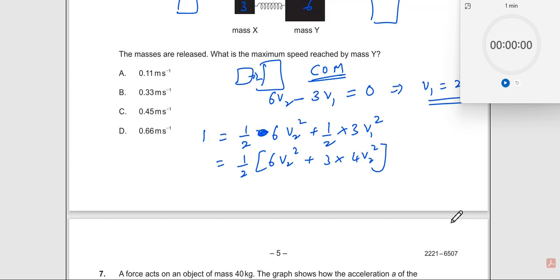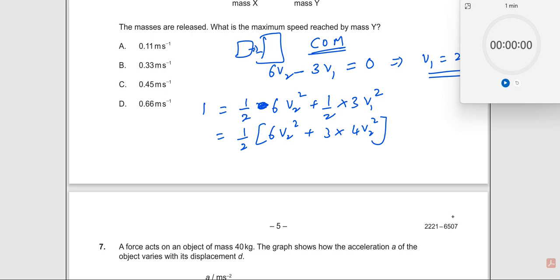Because we want only the value of v2. Okay, so therefore if I simplify this, 3 into 4 becomes 12, 12 plus 6 is 18, so this will become 9v2 square, or v2 square is equal to 1 by 9, v2 should be equal to 1 by 3. 1 by 3 is that there? Yes, so it should be 0.33. Thus the right answer is B over here.